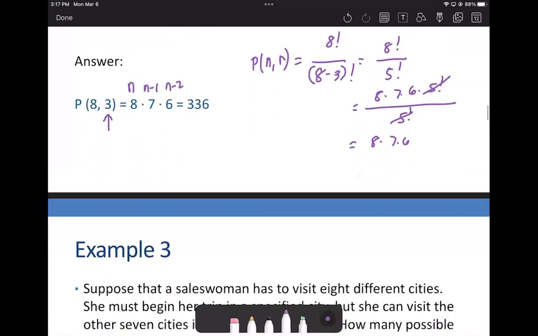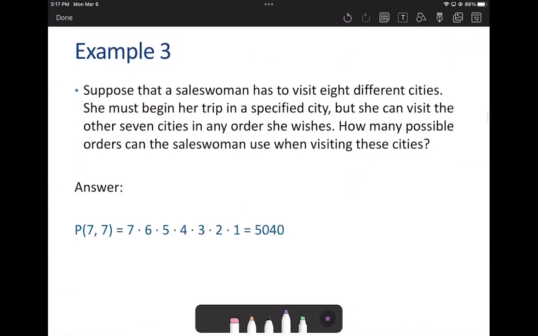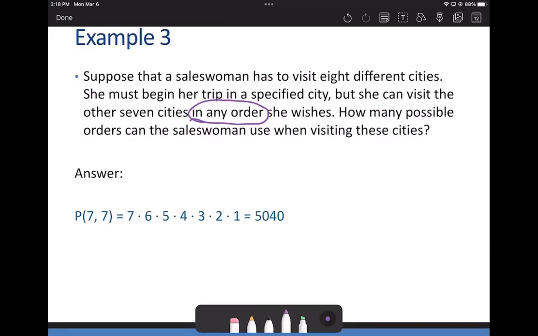All right. So now, for example 3, suppose that a saleswoman has to visit 8 different cities. So she must begin her trip in a specified city, but she can visit the 7 other cities in any order that she wishes. So you can see here in any order. So how many possible orders can a saleswoman use when visiting these cities? So you can see the answer here. It's actually permutation of 7 taken 7.